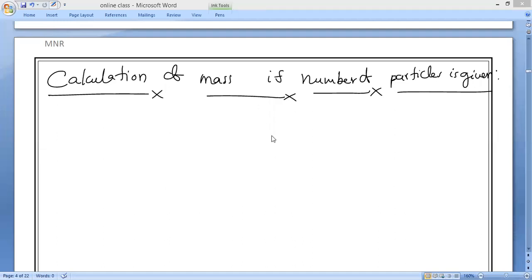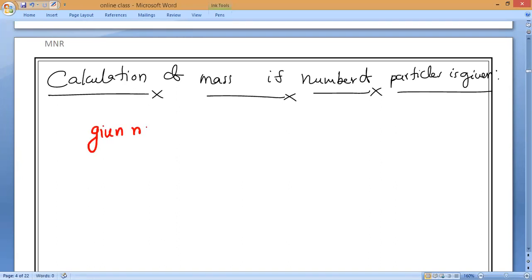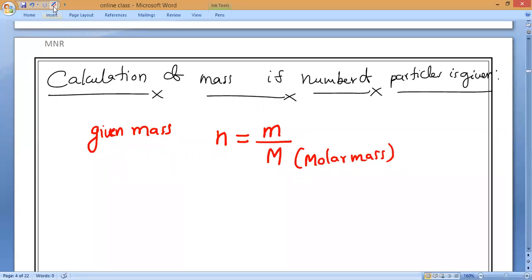Basically we have two formulas. One is for calculating the number of moles when the mass is given. Second one is calculating the number of moles when number of particles is given. Is it yes or no, guys? Please respond. So the first formula, when mass is given, what is the formula for number of moles? Number of moles is equal to given mass divided by molar mass, or we will say gram molecular mass, or gram atomic mass.